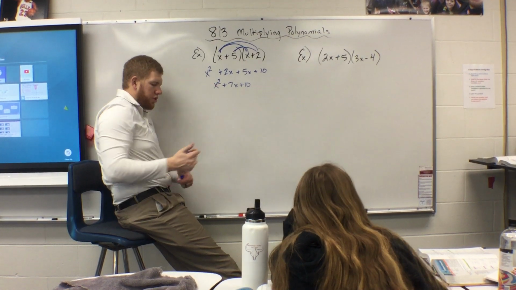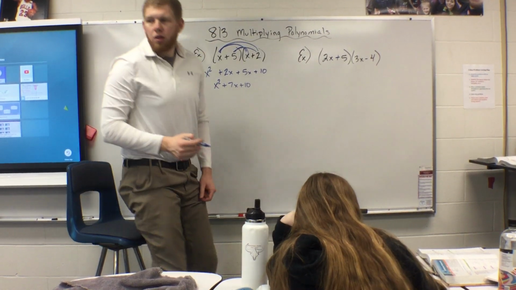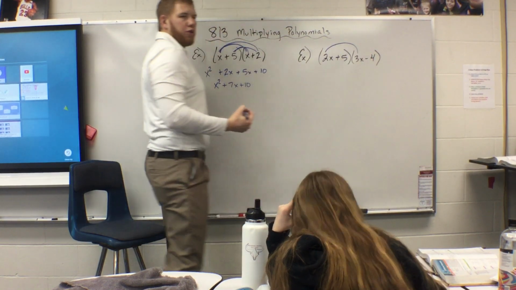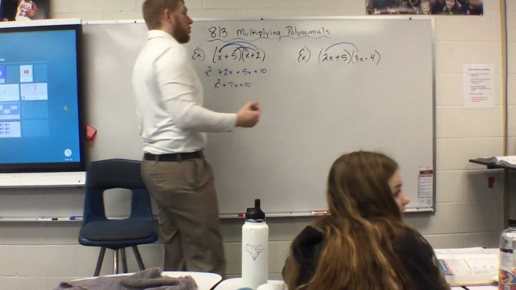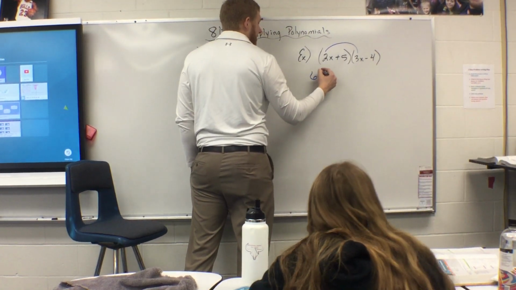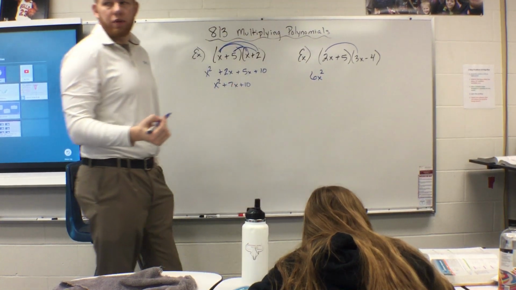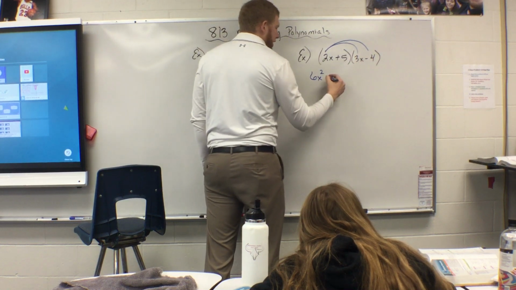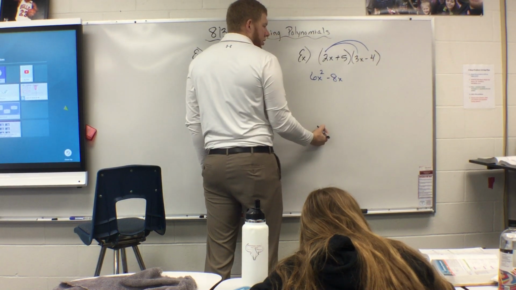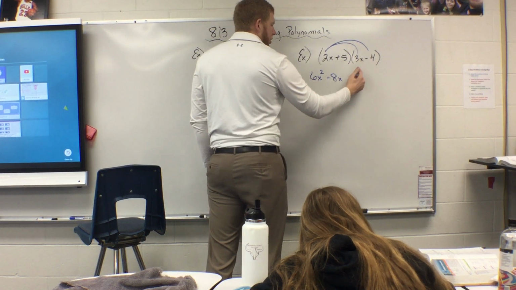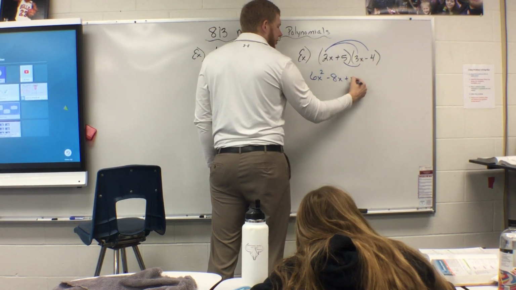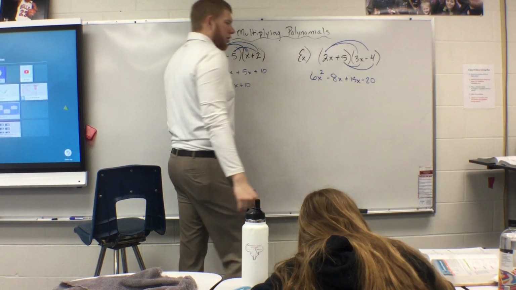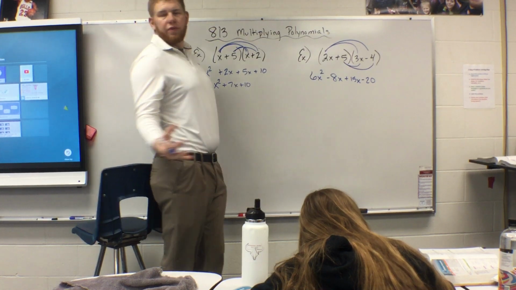Okay, let's do another one, and multiply everything times everything. 2x times 3x is 6x squared. Don't forget that squared, very important. And we have to take 2x times negative 4, so negative 8x. Then again, 5 times everything. So 5 times 3x is 15x, and then 5 times negative 4 is negative 20.